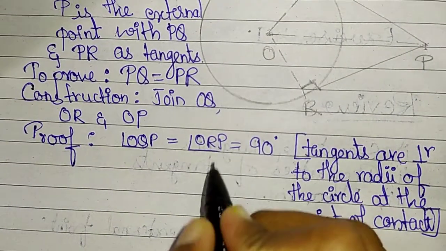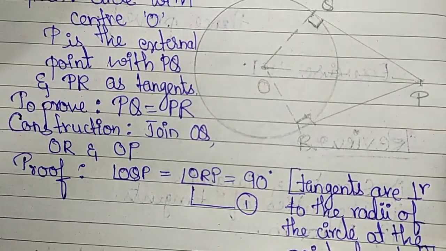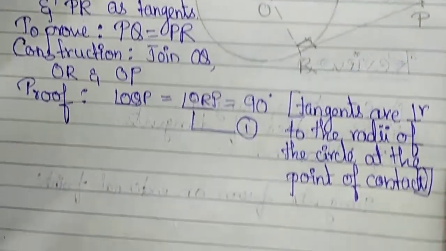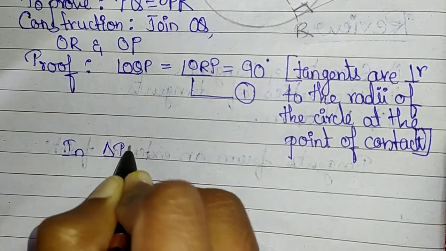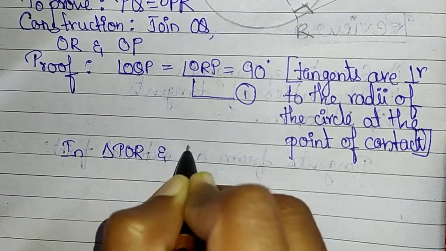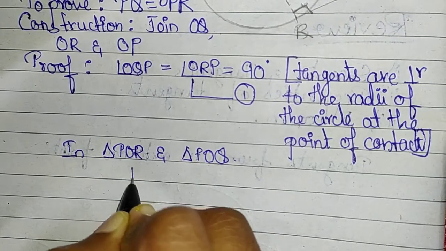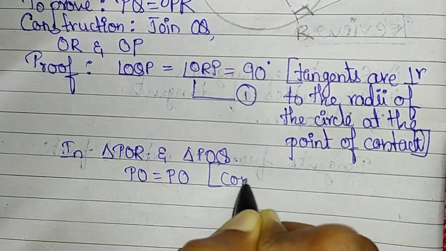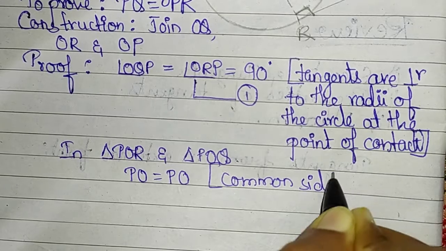Name this as result 1. Now you can see that we have two triangles here, POR and POQ. So in triangle POR and triangle POQ, PO is equal to PO because it is a common side.